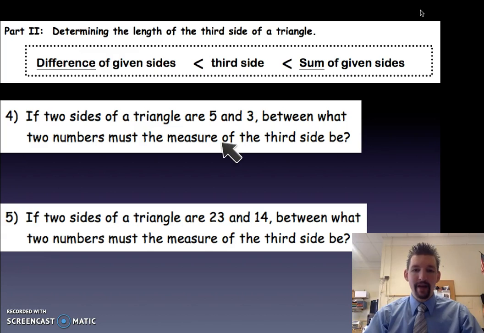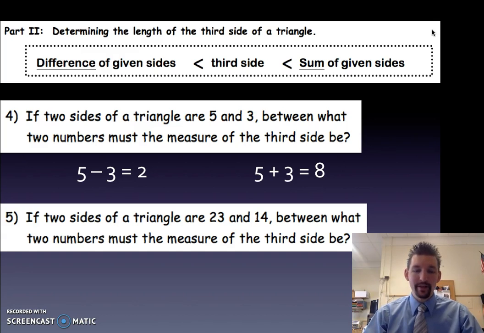So we're taking 5 and 3, and we're going to subtract them to get 2, and we're going to add them together to get 8. So what this means, and you should write this in the notes, is that the third side must be between 2 and 8. It can't be 2 and it can't be 8. It can be 2.1, it can be 7.9, it cannot be 2, it cannot be 8. It's somewhere in between them.